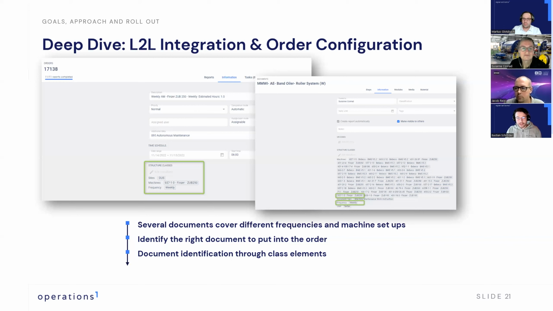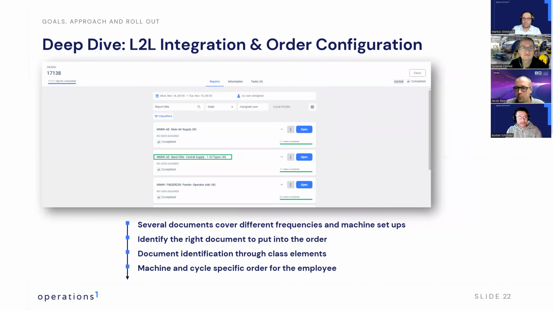And by this match, we can then pull the right documents into the order. On the next slide, you can see the order is a little bit bigger. We have different kinds of documents, and all those documents have some of the class elements matching to the order information that we receive from Leading to Lean. And by that, for the employee, it's very easy now. It's basically top to bottom. They go through each and every document, top to bottom, to finish up the maintenance work.